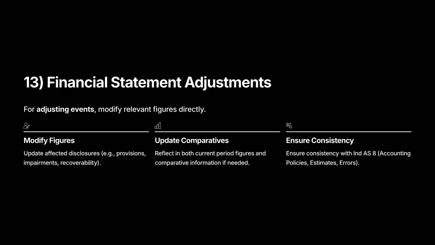Financial statement adjustments. When an event is adjusting, change the relevant figures directly. Update related disclosures as well. Provisions, impairments, asset recoverability. If necessary, adjust comparative figures to maintain consistency. Check IND AS 8 for links to prior period errors and estimate changes.